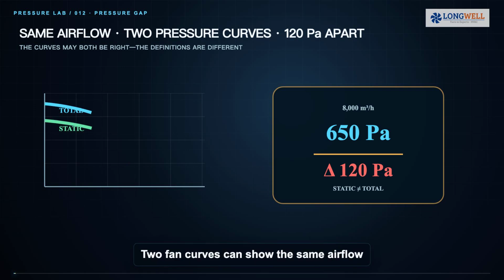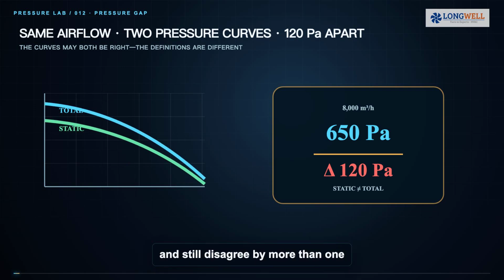Two fan curves can show the same airflow and still disagree by more than 100 pascals. Often, neither curve is wrong. One reports total pressure, the other reports static pressure. In the next 4 minutes, we will make all three pressure terms visible, measure them with one probe, and use them correctly on a fan curve.